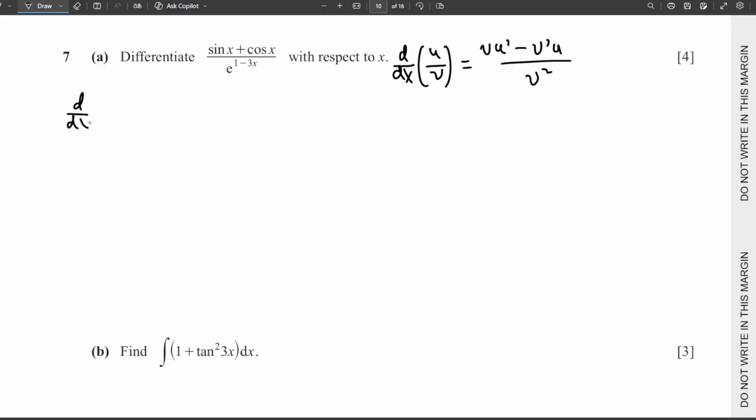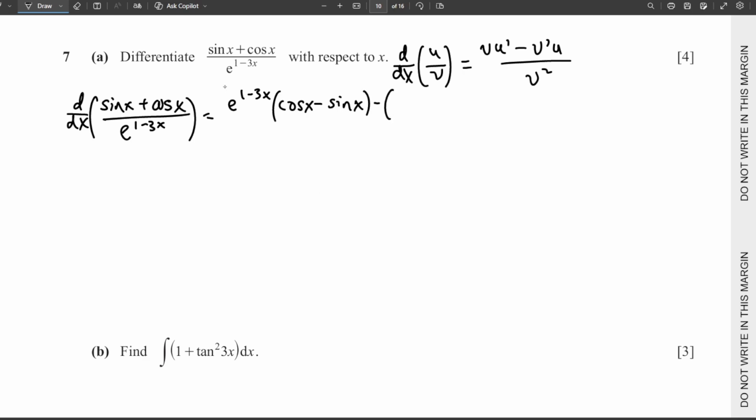So again, we differentiate the whole thing. We leave the bottom first, so e to the 1 minus 3x. Then differentiate the top: sine becomes cosine, cosine becomes negative sine. Now we minus, differentiate the bottom. It's an exponential, so we just leave the exponential first, 1 minus 3x. And we need to differentiate the inside function, chain rule, right? So differentiate 1 minus 3x, it becomes negative 3, just negative 3.